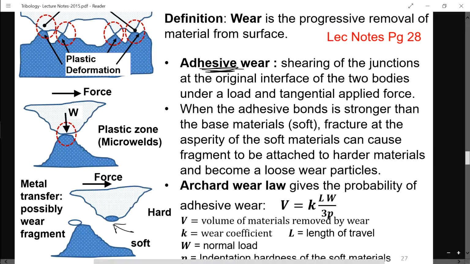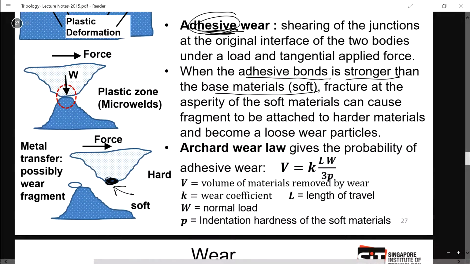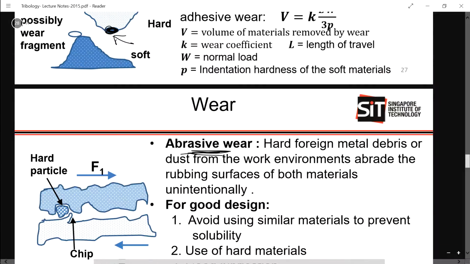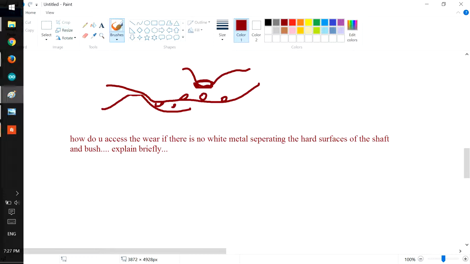Anyway, what's here is when the adhesive bond is stronger than the soft base material. When the bond is very strong, then it will start to remove material, and this is called adhesive wear. Therefore we use the Archard wear law to solve for these things. Abrasive wear happens because when this material is removed, there may be some debris, some chips falling off, and these chips will be trapped between another surface.